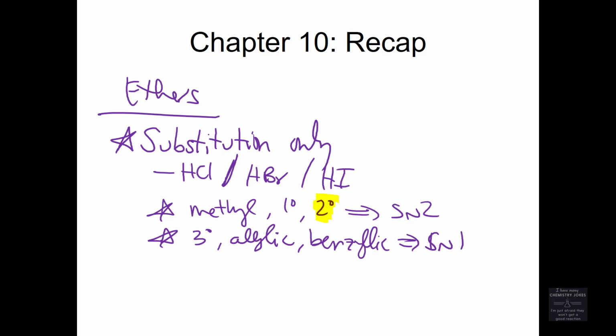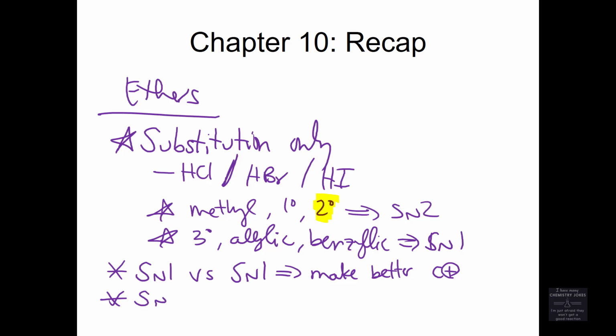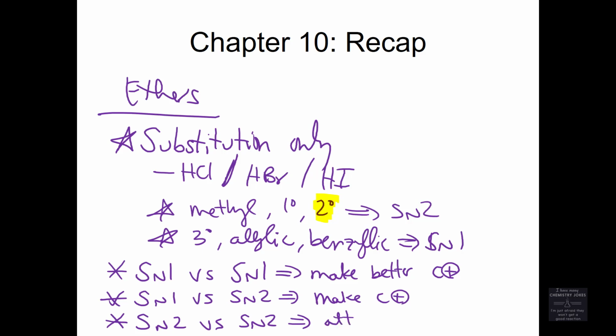The other thing we talked about with ethers is when you have an SN1 versus SN1 disagreement, make the better carbocation. That means make benzylic over tertiary, because a benzylic carbocation is more stable than a tertiary carbocation. When you have an SN1 versus SN2 disagreement, make a carbocation. That means you're going to do SN1, not SN2. When you have an SN2 disagreement, attack the least crowded.